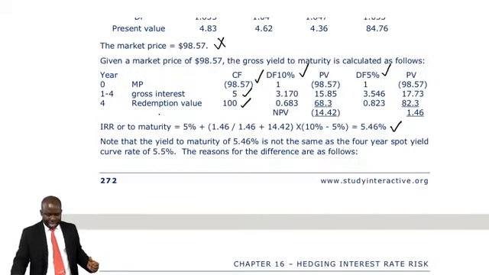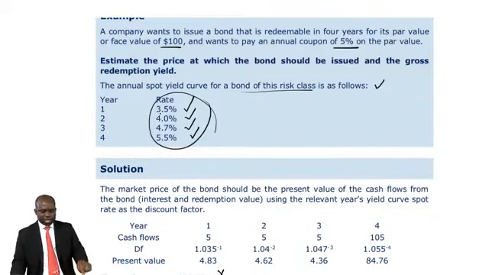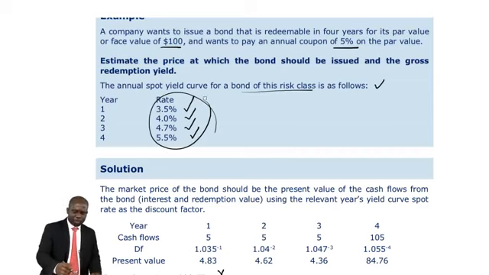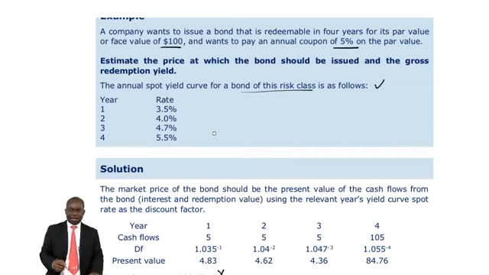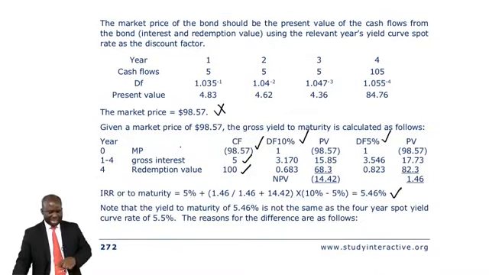So when you get the internal rate of return, you've seen that it is 5.46, but there is no interest rate, which is what? 5.46. Sometimes the examiner might ask you a question: why the internal rate of return or the gross redemption yield is closer to that? This is 5.5, but the average rate is 5.46.